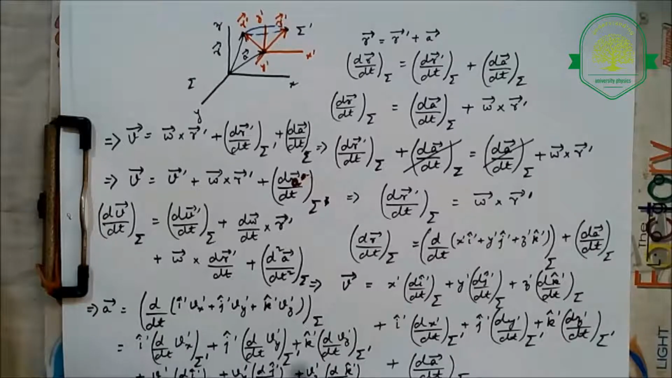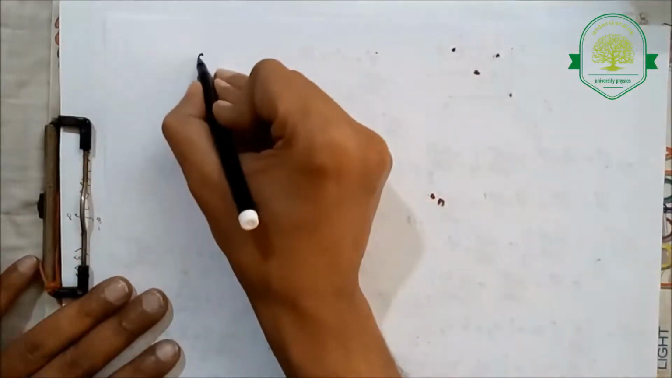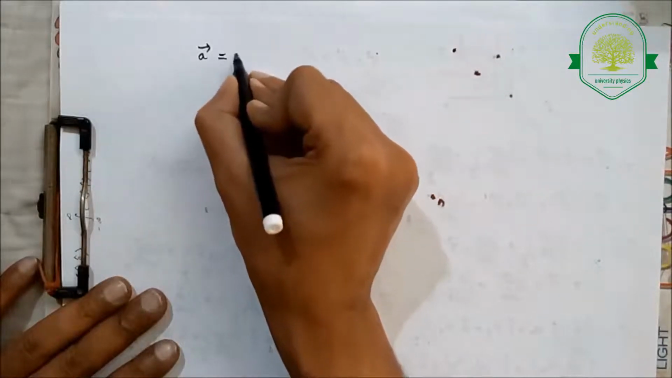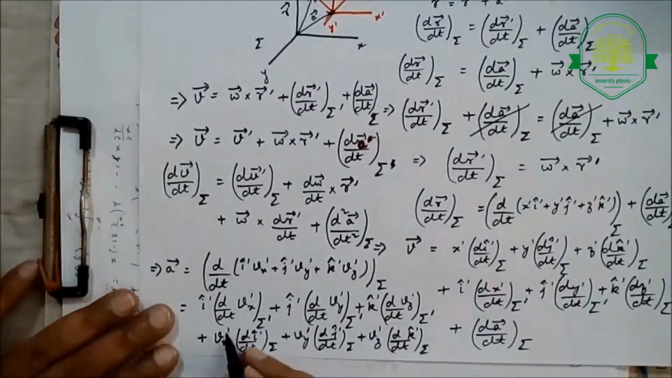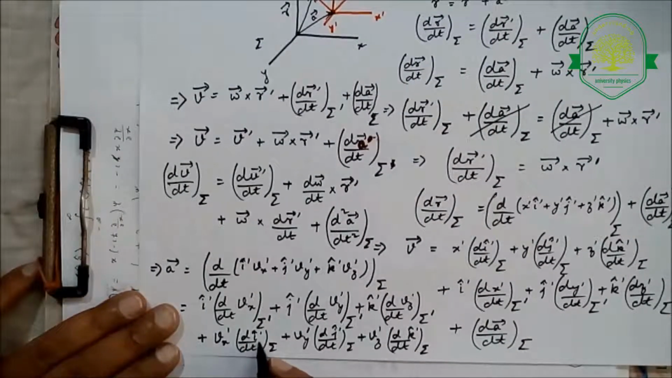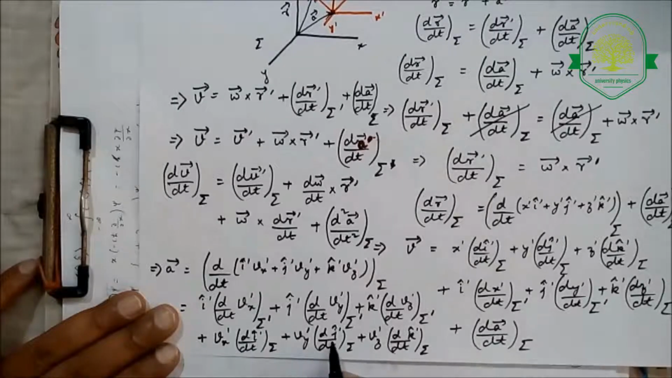Therefore, this whole thing is just an a primed vector, and for d dt of i cap primed, I can just write omega cross i cap primed. Similarly for this, I can write omega cross j cap primed. For this, I can write omega cross k cap primed. Therefore, I can say that a vector is equal to a primed vector plus Vx primed times omega cross i cap primed, Vy primed, omega cross j cap primed.